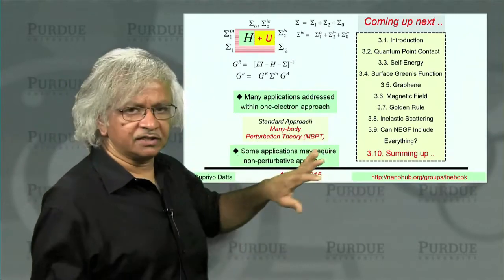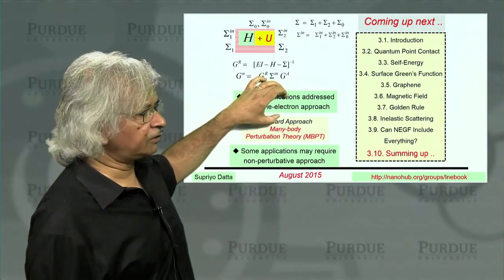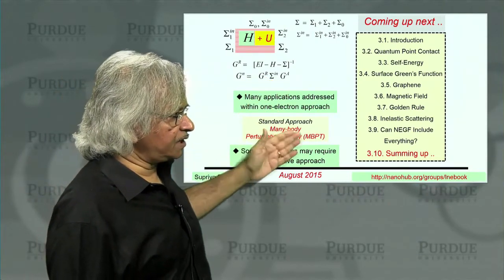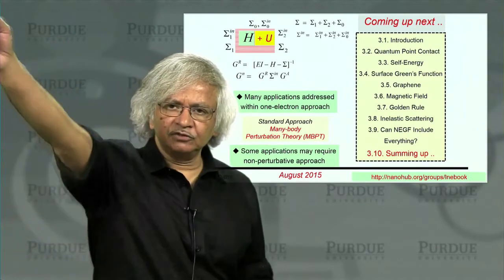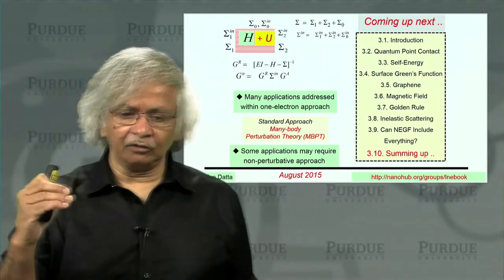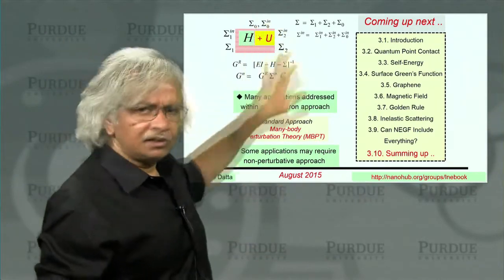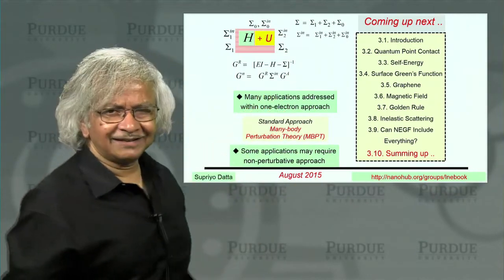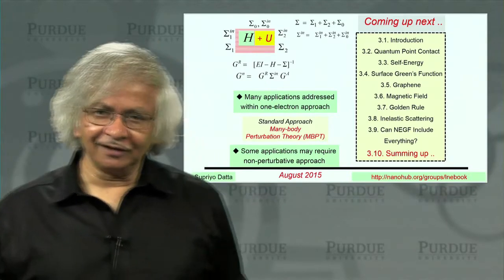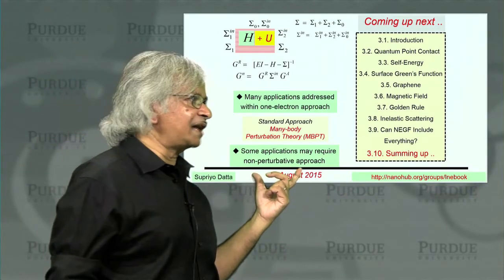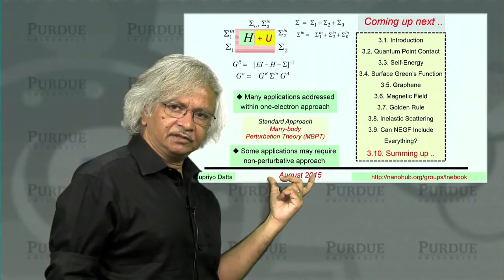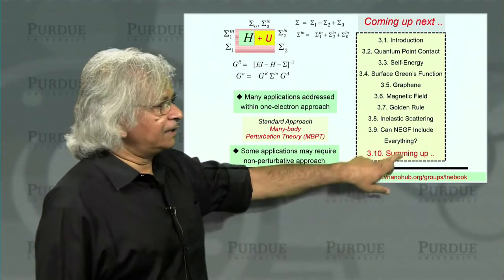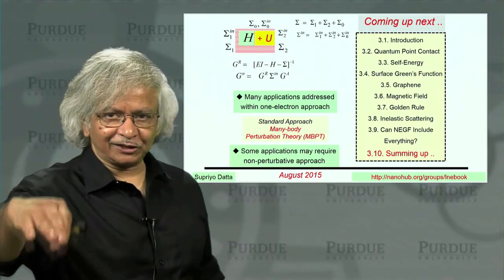All of our discussion is based on the one electron approach. And the standard approach using many-body perturbation theory gives you systematic ways of writing down some of these sigmas for different types of interactions. But one should be careful. It doesn't necessarily cover everything, because there are many problems that may require a non-perturbative approach. So with that, I guess it's time to sum up, and that's what we'll do in the next lecture. Thank you.